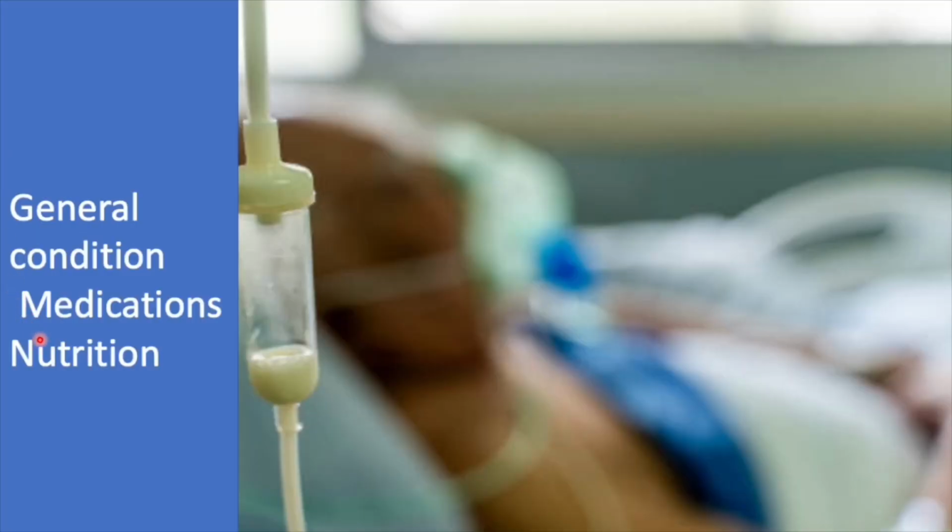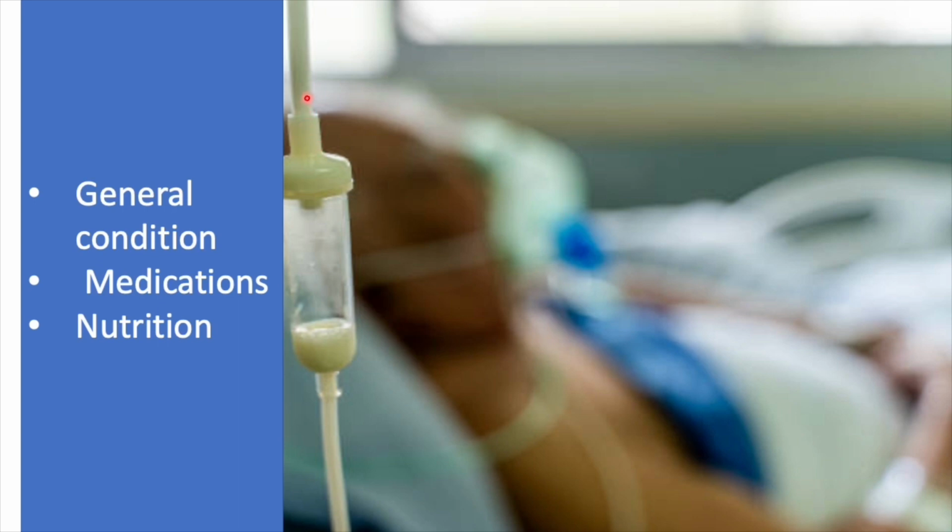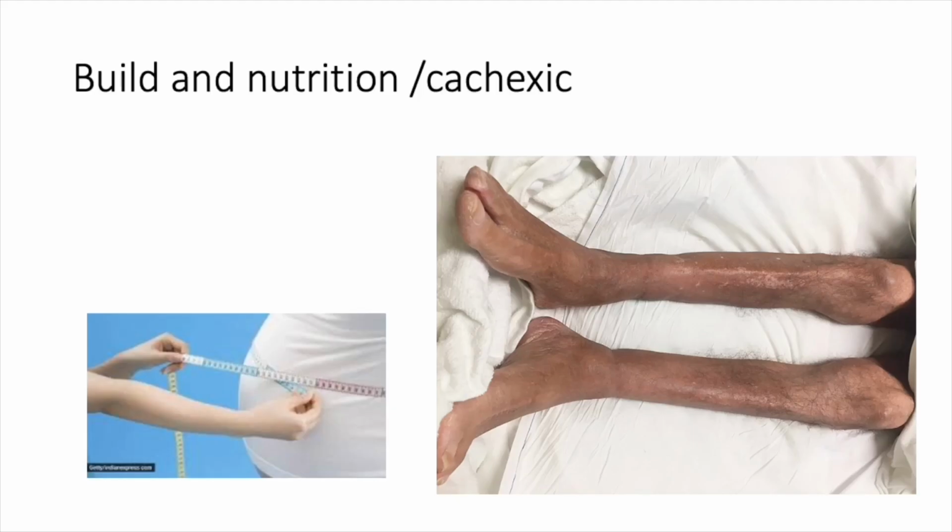As mentioned earlier, look into the medications around, like oxygen, and any other attachments that are there. Look into the nutritional status of the patient. Build and nutrition is important. See whether the patient is cachexic as shown here. A body mass index should be assessed and a waist hip circumference also. In a patient with cirrhosis, BMI calculation is not very significant because ascites will interfere with the calculation of BMI.